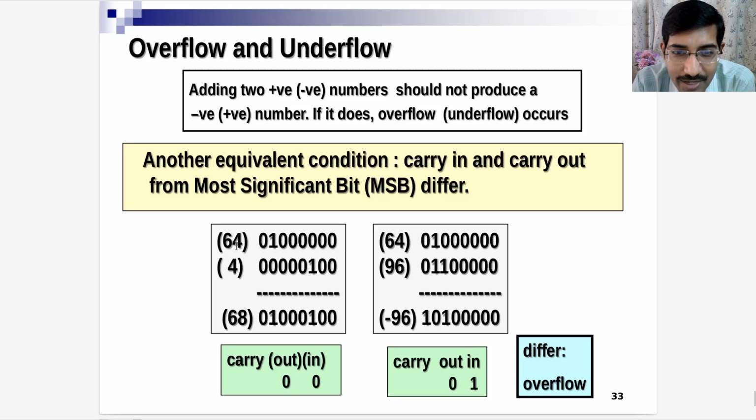So let's see 64 and 4, if I add them. From a human sense, if we add it, it is 68. In binary, if you add it, you get 68. So two positive numbers are added to produce another positive number. No problem. That's absolutely no problem.